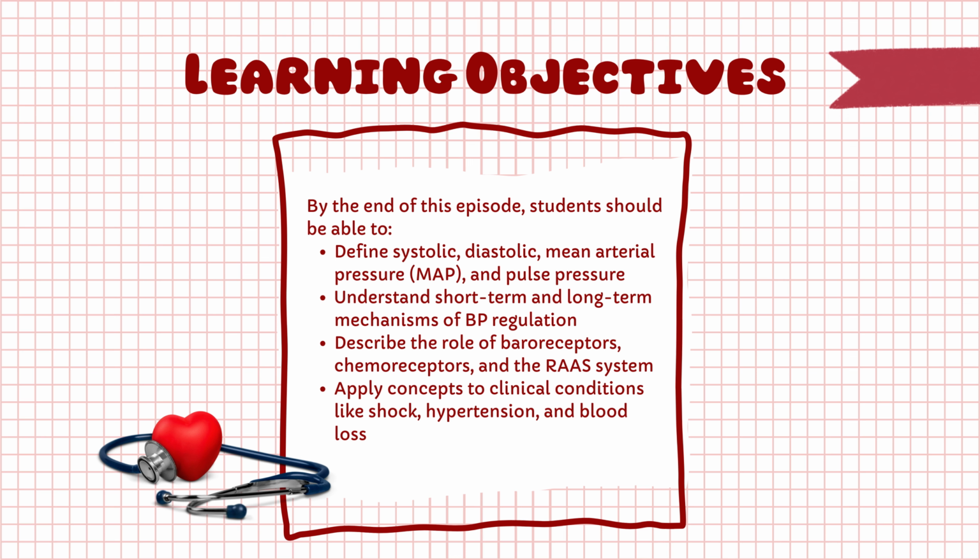By the end of this episode, students should be able to define systolic, diastolic, mean arterial pressure, MAP, and pulse pressure. Understand short-term and long-term mechanisms of BP regulation. Describe the role of baroreceptors, chemoreceptors, and the RAAS system. Apply concepts to clinical conditions like shock, hypertension, and blood loss.